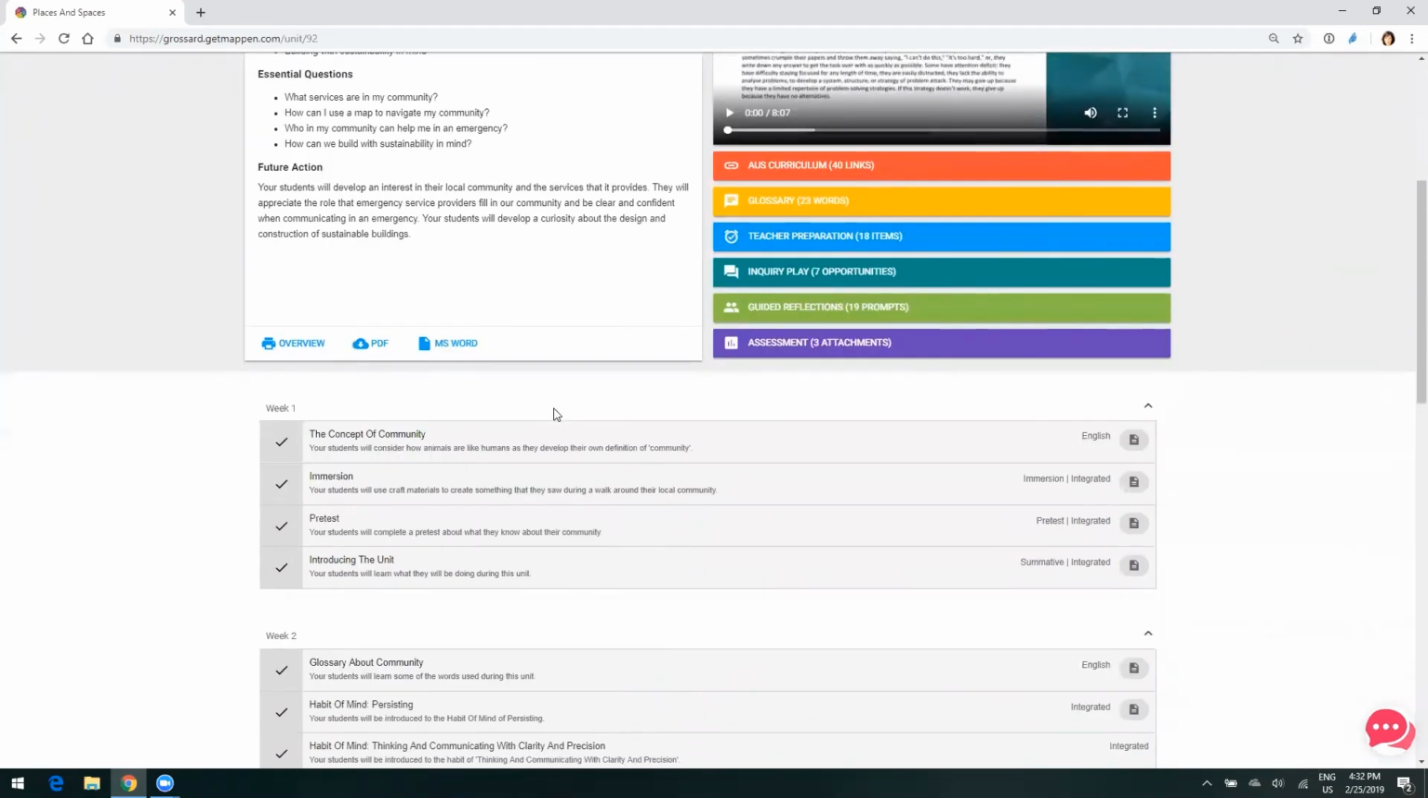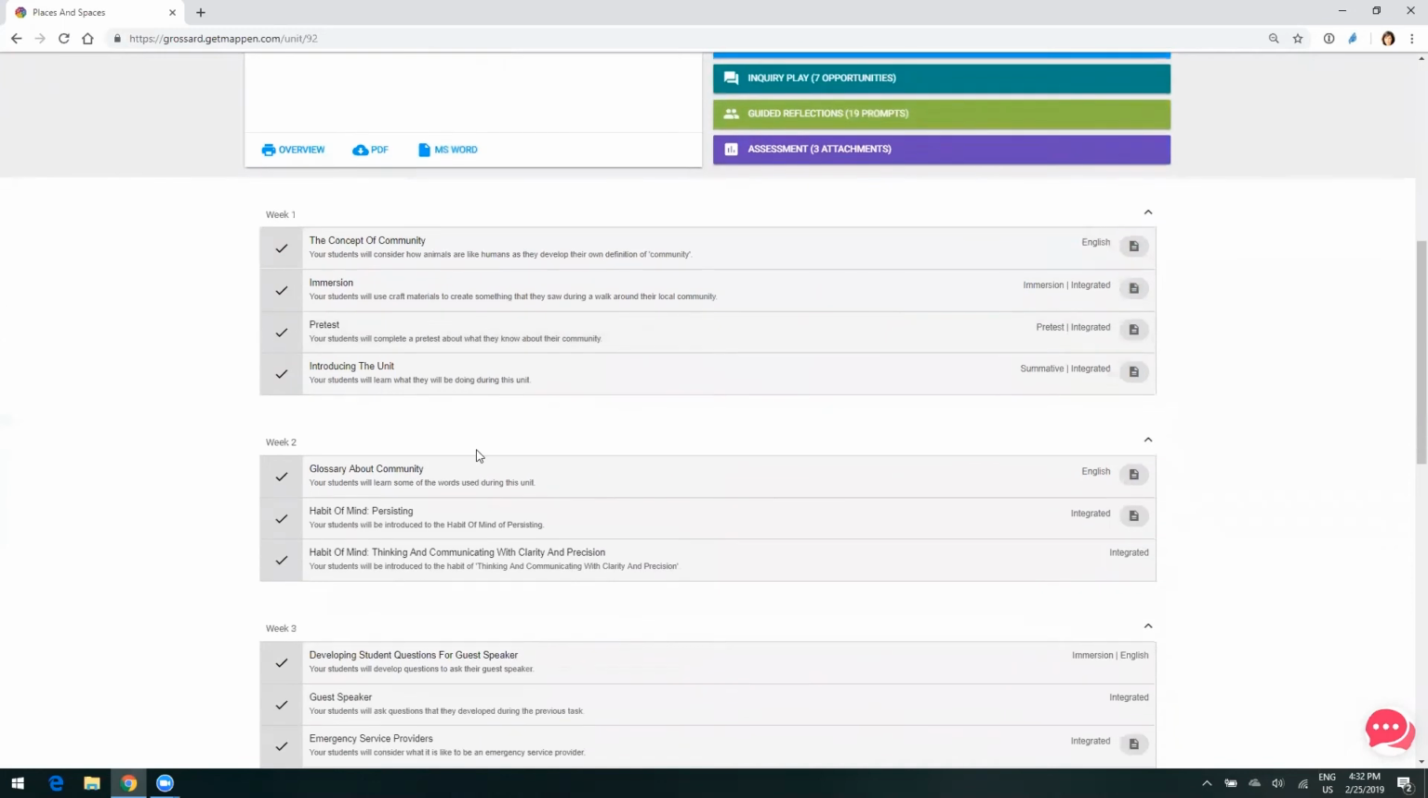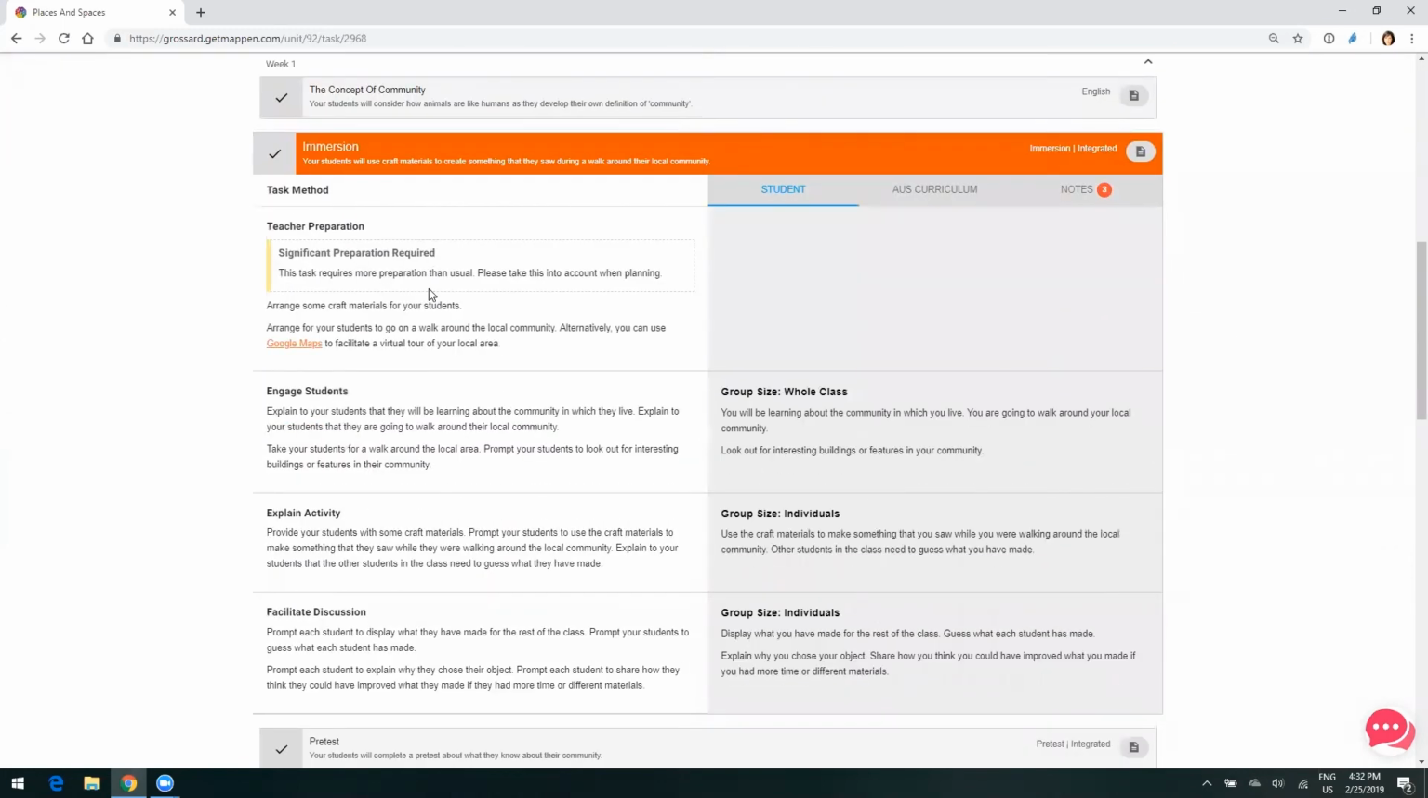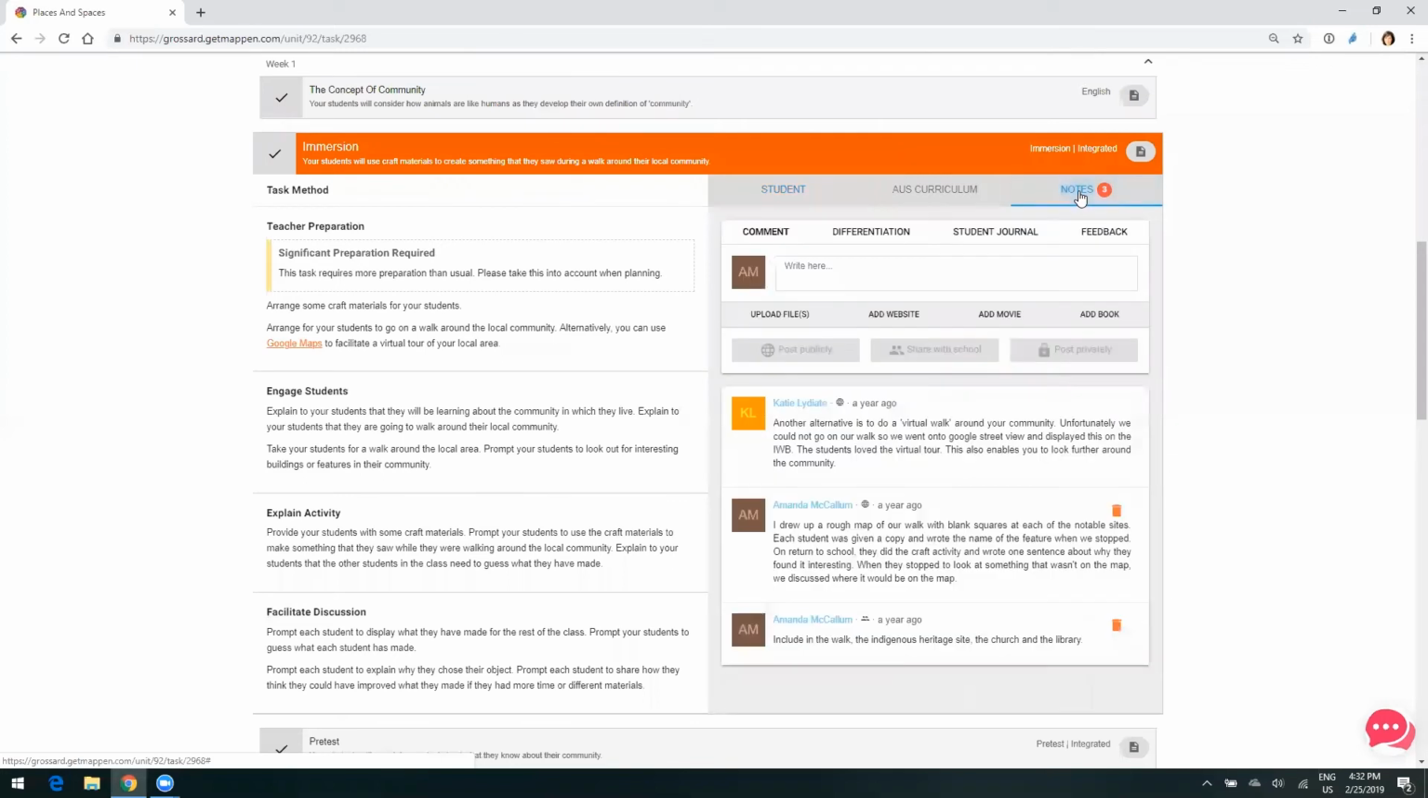Okay, and I'm going to go down to a task. So let's assume in this immersion task that you wanted to make some modifications. This task suggests that you go to Google Maps. You might have an alternative to that. So if I go to Notes, which is underneath the title there, I click in Notes, this is your place.